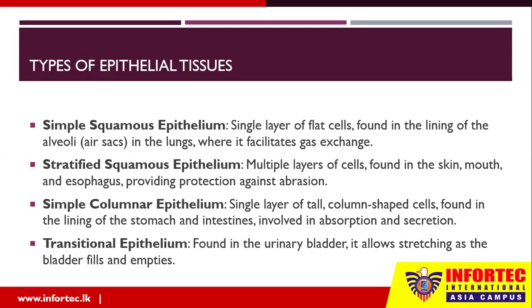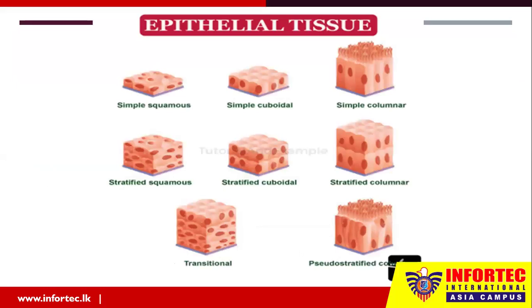So I think it is clear for you. Then we mentioned the stratified squamous epithelium, right? Then moving to the stratified cuboidal epithelium. In this stratified cuboidal epithelium, as you can see, there are 2 to 3 layers of cube-shaped cells, right? Then we can see stratified columnar. Here also there are multiple layers of cells. Okay, so tall cells are here, like column shaped.